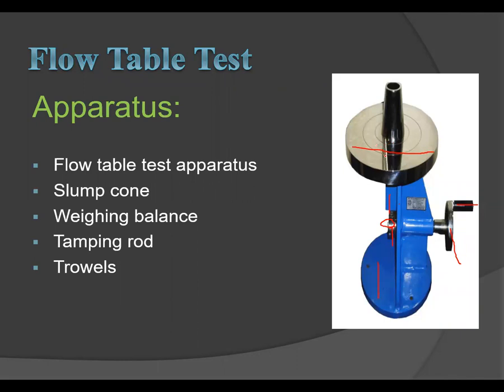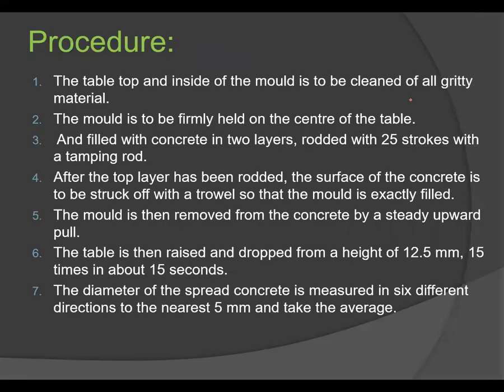Then into this slump cone, fill the concrete in two layers, each approximately one half the volume of the mold, and rod each with 25 strokes of a tamping rod in a uniform manner over the cross section of the mold. After the top layer has been rodded, the surface of the concrete is to be struck off with the trowel so that the mold is exactly filled. Then the mold is removed from the concrete by a steady upward pull.